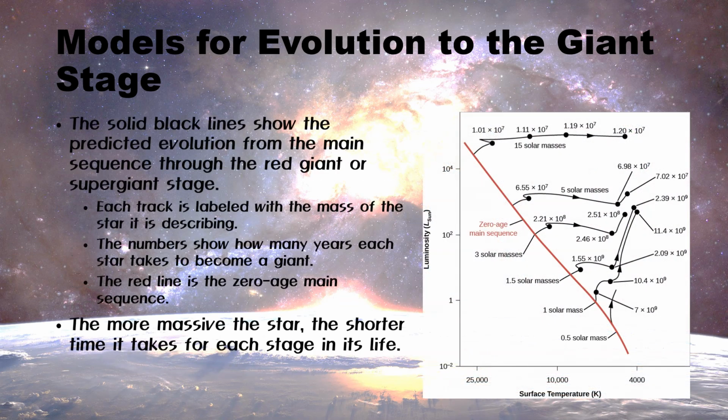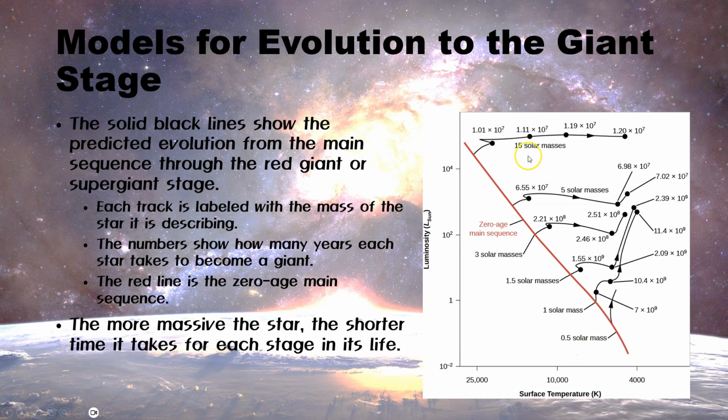And if we look at this H-R representation of these lifespans, we can take a look here at the solid black lines, which show the predicted evolution from the main sequence through the red giant or supergiant stage. Now, each track is, of course, labeled with the mass of each star it's describing, and the numbers show how many years each star takes to become a giant. And the red line, of course, is the zero-age main sequence.